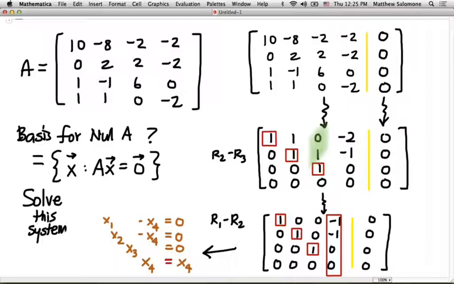So x1 and x2 are equal to each other also? Yeah, x1 and x2 would be equal in turn to x4, just moving that x4 to the other side of these equations.